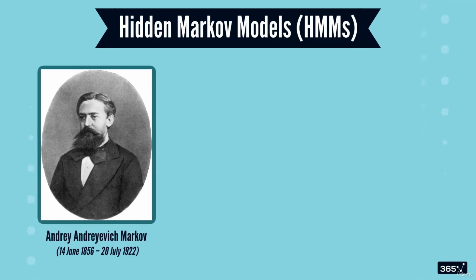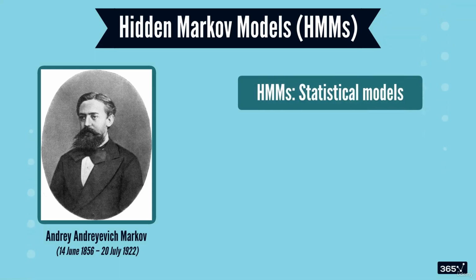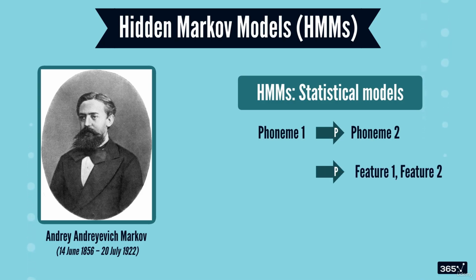The hidden Markov models, or HMMs, are named after Andrei Markov, a Russian mathematician known for his work on probability theory. In speech recognition, HMMs represent statistical models that estimate the probability of transitioning from one phoneme to the next, while predicting the likelihood of observing certain audio features given a phoneme. How do these two estimations occur?